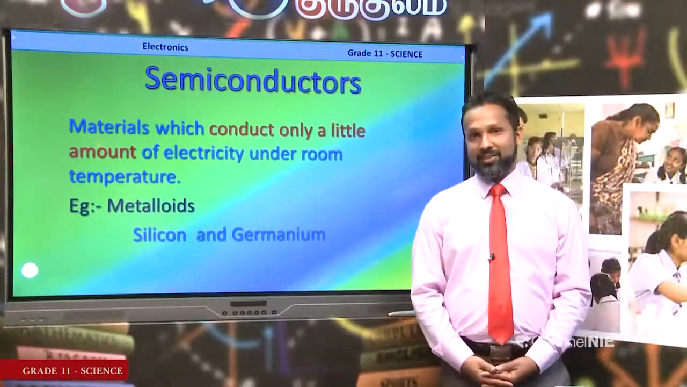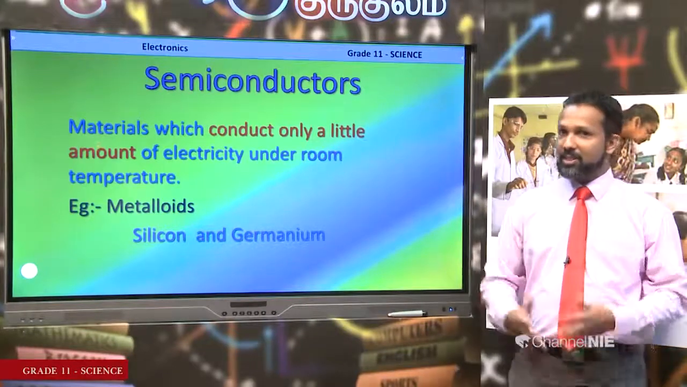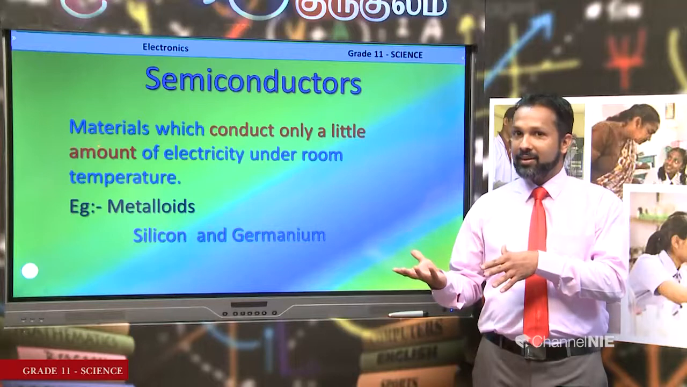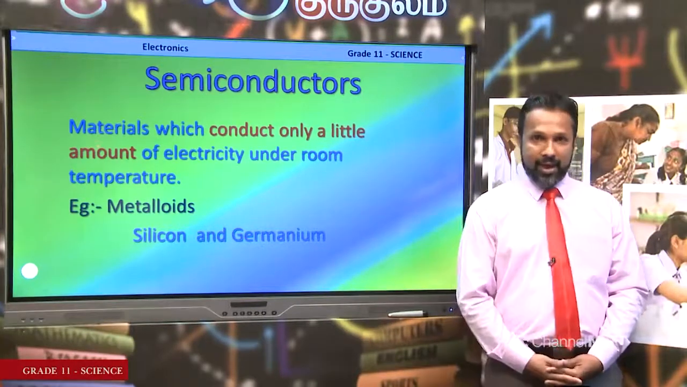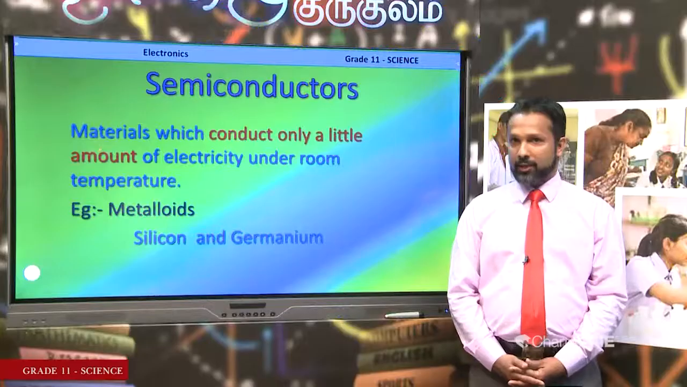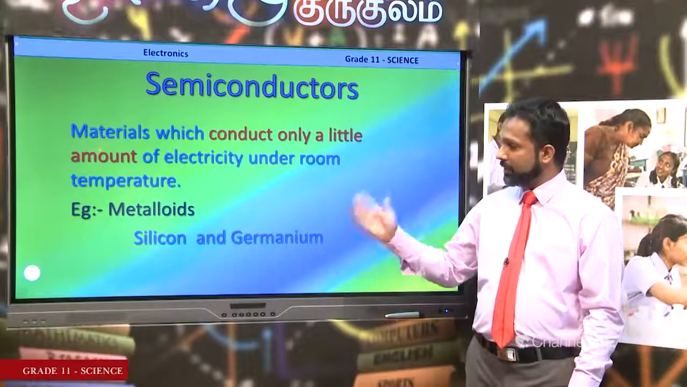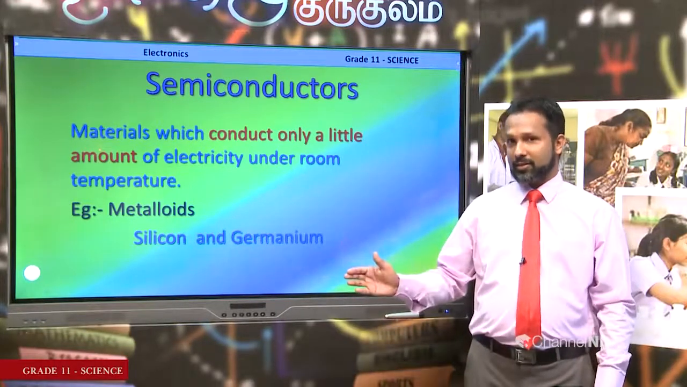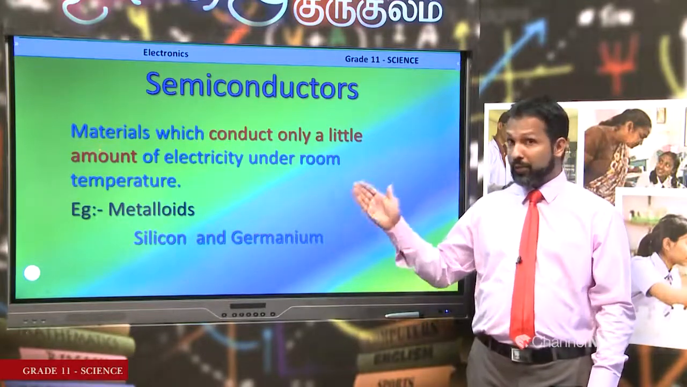Then semiconductors. What are called semiconductors? Semi means in between conductivity and non-conductivity. We can define semiconductors as materials which conduct only a little amount of electricity under room temperature. They conduct only a very small amount of electricity under room temperature. Do you know some examples for semiconductors? Yes, you may know. Metalloids are examples for semiconductors. What are the examples for metalloids that you know? Right. Silicon and germanium are good examples for semiconductors. These elements belong to the fourth group of the periodic table.